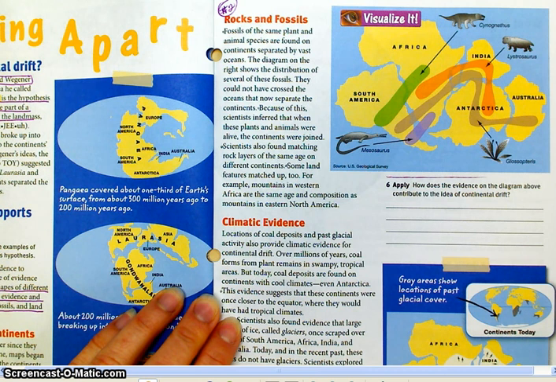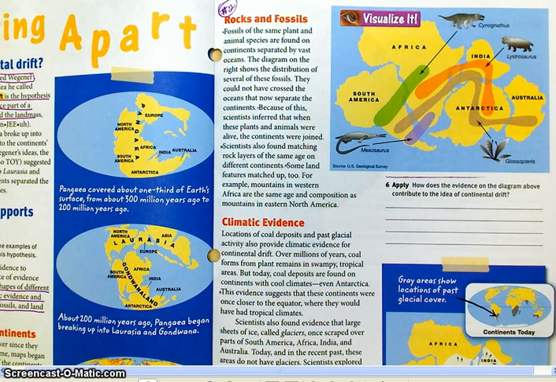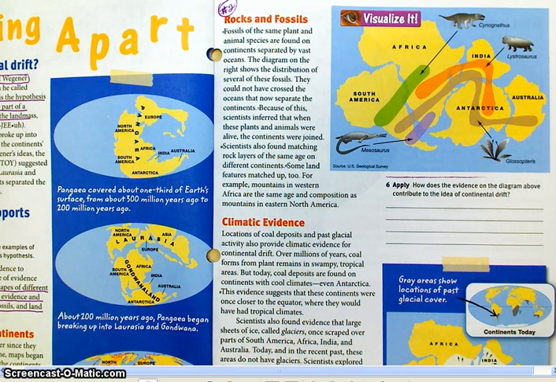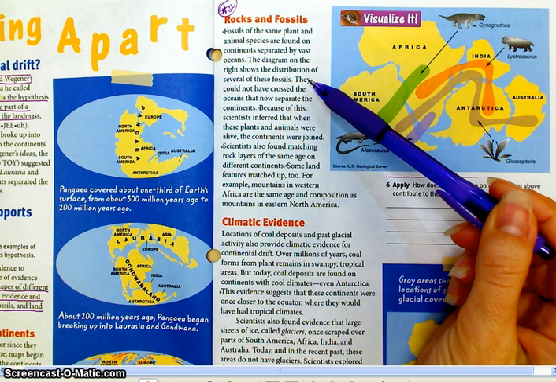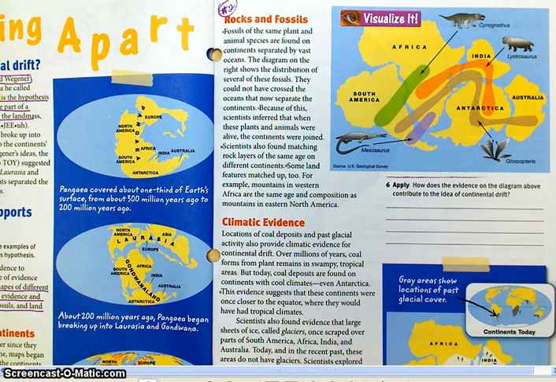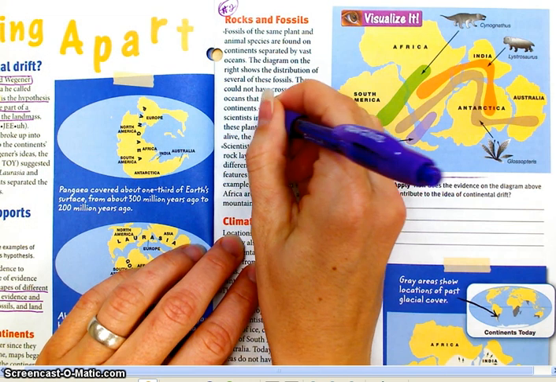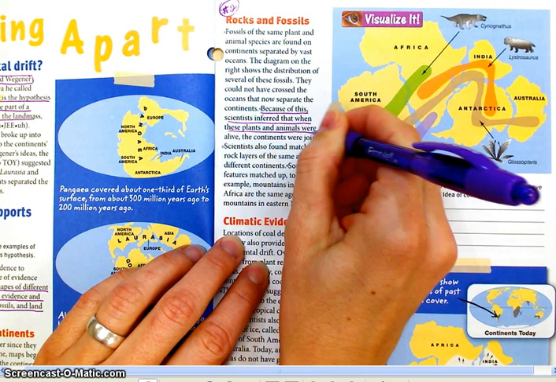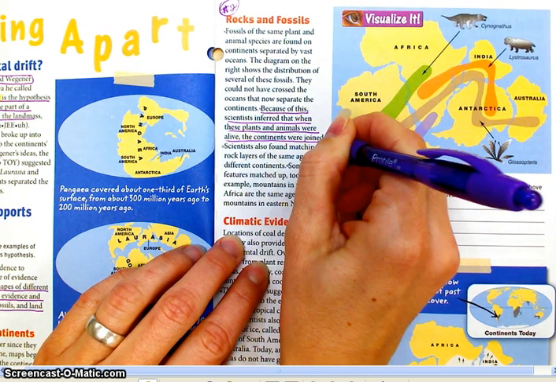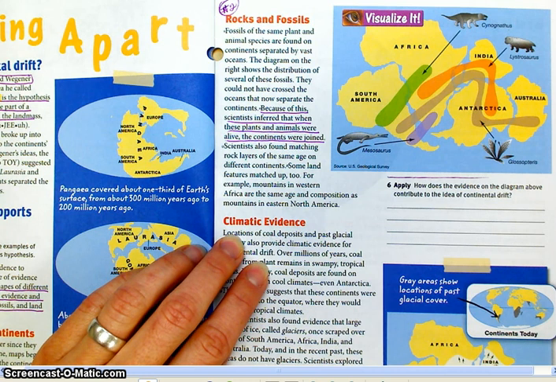way that those animals or plants could get from one continent to another the way that the continents are distributed today. All right. So they could not have crossed the oceans that now separate the continents, and because of this, scientists inferred that for the plants and animals that were alive back then, the continents were joined at that point.